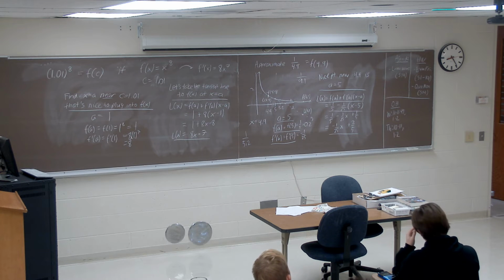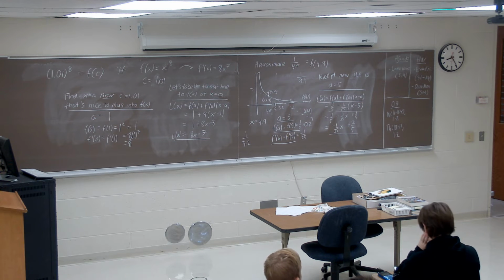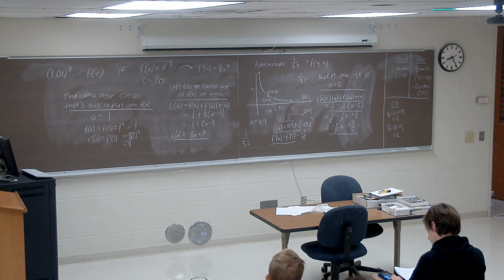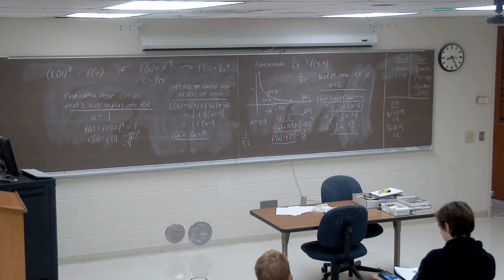Because by definition, 1.01 to the 8th is just f of 1.01. That's hard to find. But if we use our tangent line approximation, that should be close to L of 1.01. And if we plug in 1.01 for x into that formula we just found, we'll get 8 times 1.01 minus 7. Franklin, what is 8 times 1.01? Not 8.01. Careful. You need to multiply all of it by 8.